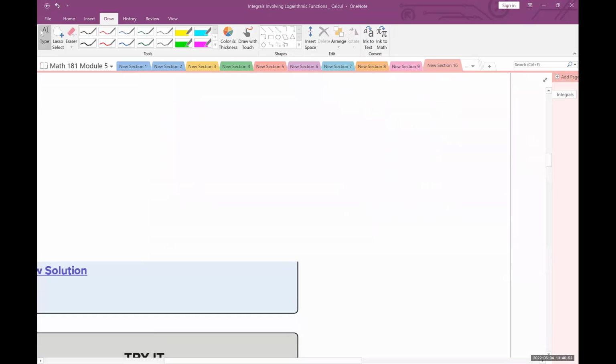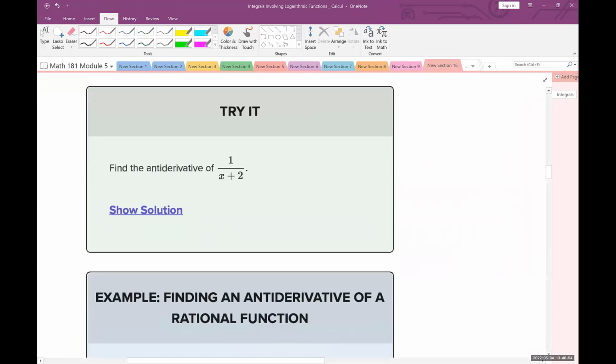Let's go ahead and try this one now. You can do U substitution if you want. It's not going to make a big difference. It's just that term in the denominator, that's x plus 2, is going to go into what we're talking about. So what would you have? Go ahead and try this one. What would you have for this one? The integral of 1 over x plus 2 dx. What would that be?